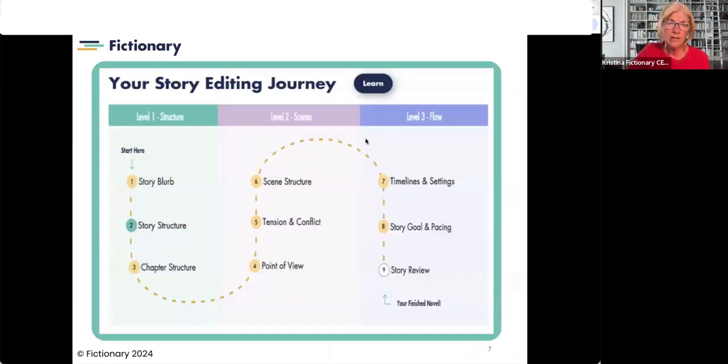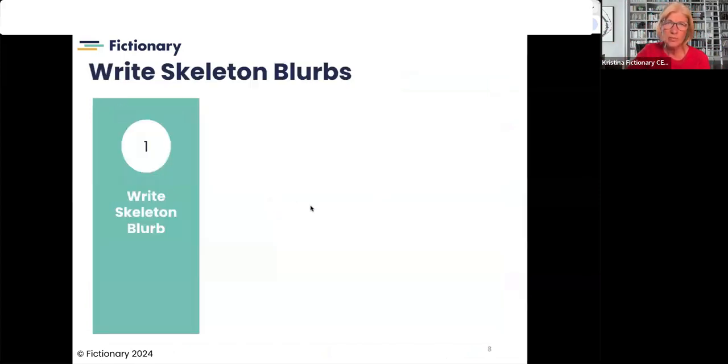All right. So whether you're editing, outlining, or writing a story blurb, story structure comes first in both cases. This is what we're doing to set you up to be fundamentally strong, and it'll give you a really great starting point. So you know what I'm going to say here. Writing skeleton blurbs. And you notice there's an S here, blurbs. So we need more than one blurb for a fantasy novel.